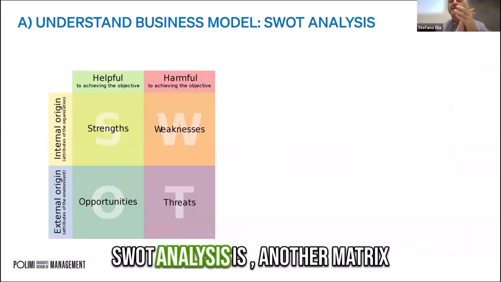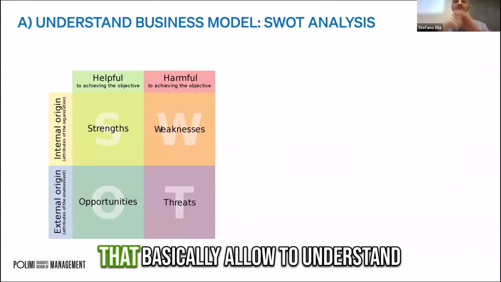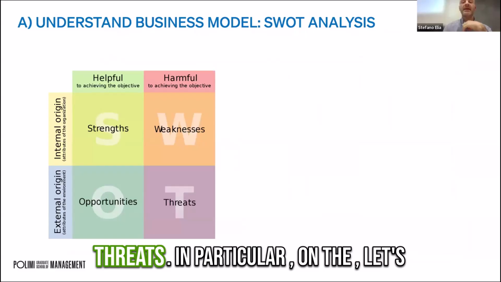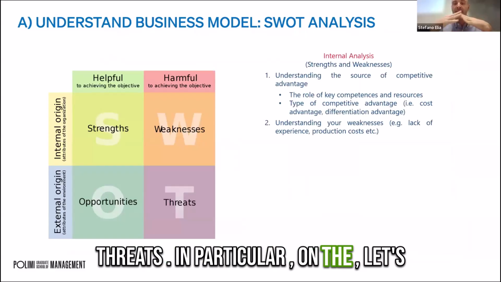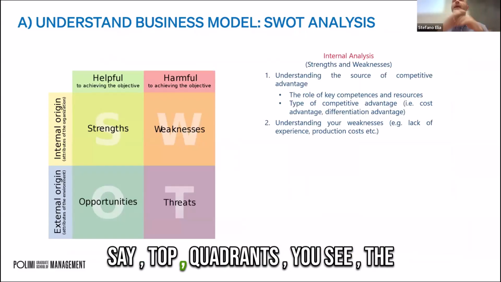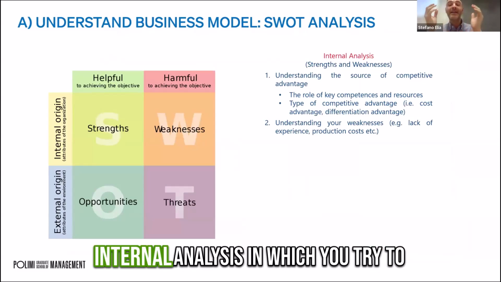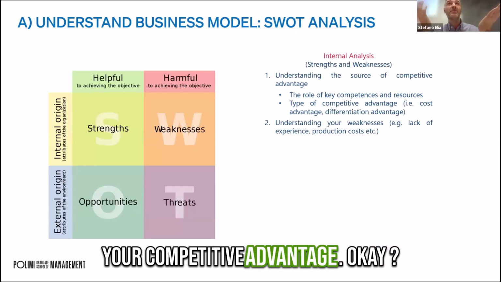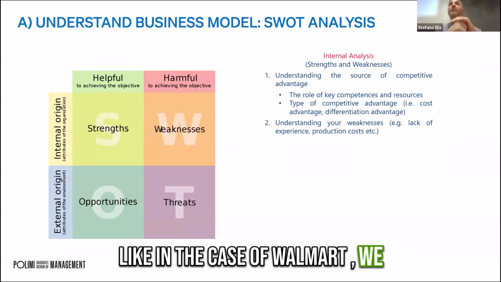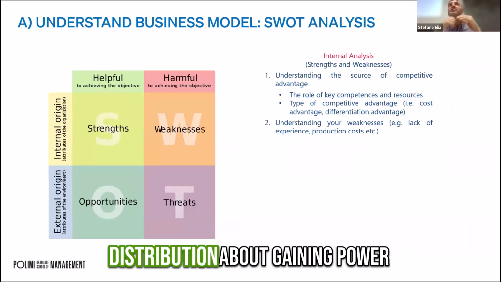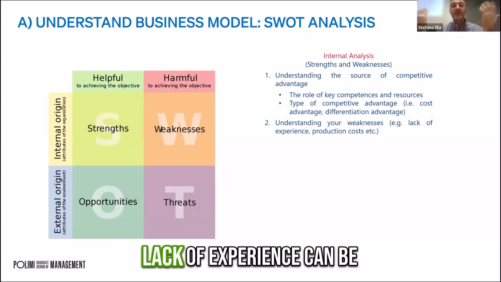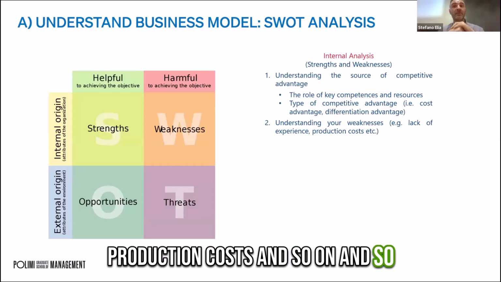The SWOT analysis is another matrix that basically allows you to understand what are the strengths, weaknesses, opportunities, and threats. In particular, on the top quadrants, you see the internal analysis in which you try to understand what are the sources of your competitive advantage. Like in the case of Walmart, we were mentioning the efficient distribution, the bargaining power, and the HR policies. And also your weaknesses, for instance, the lack of experience, high production costs, and so on and so forth.